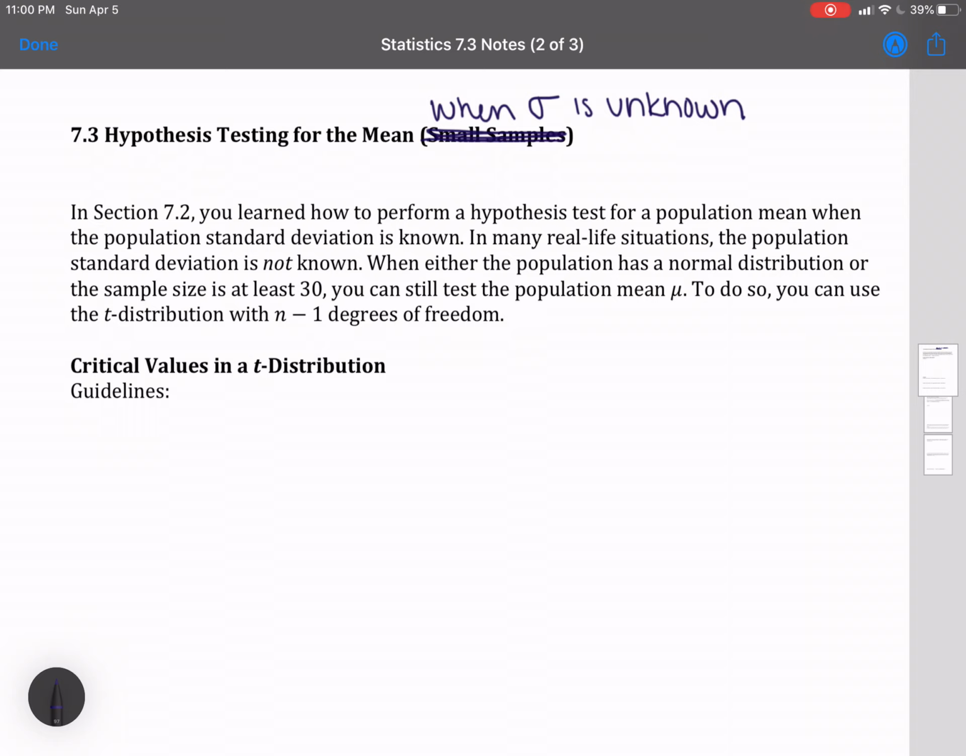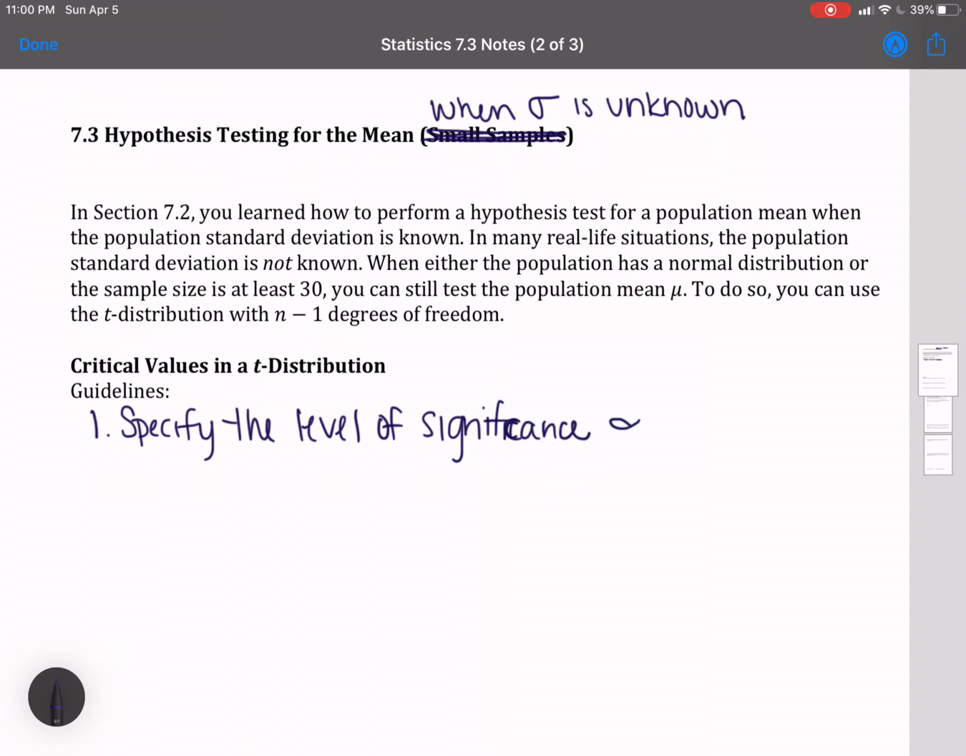So the first thing we're going to talk about is how we find the critical values in a t-distribution. And the main thing that we need to remember is the first thing is we need to always know or to specify the level of significance. And remember, this is always given to you in the problem. And that's going to be alpha.